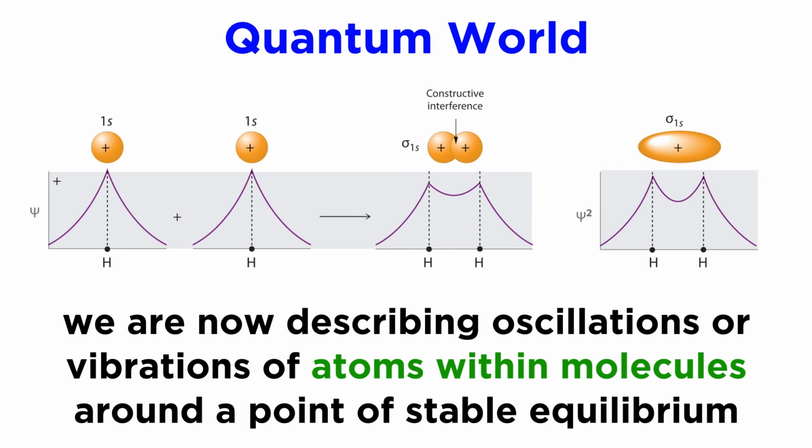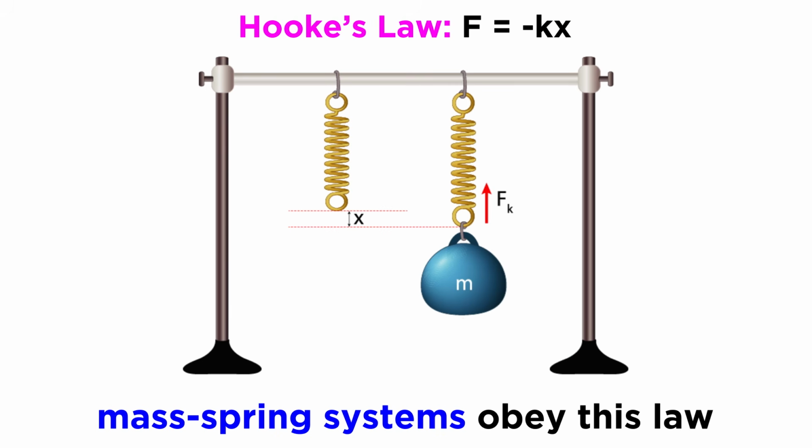We are now describing oscillations or vibrations around a point of stable equilibrium in the context of binding energies and electron orbitals. So these are oscillations of a fundamentally different nature, but they can be described using the same type of mathematics all the same. In the classical situation, we started off by talking about Hooke's law as an extension of the harmonic motion we learned about in the classical physics series. This is typical of any mass spring system.